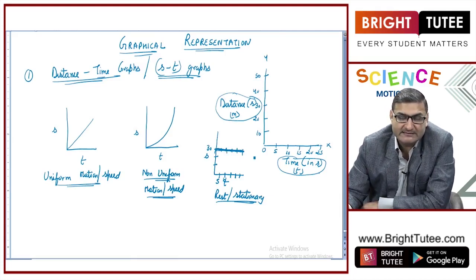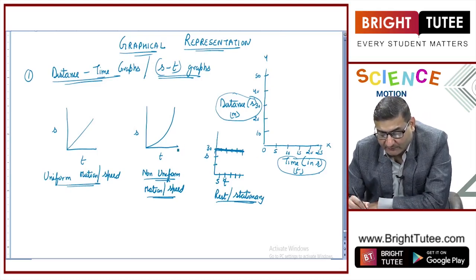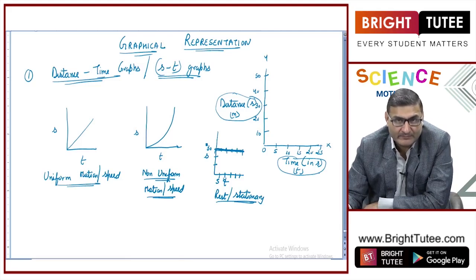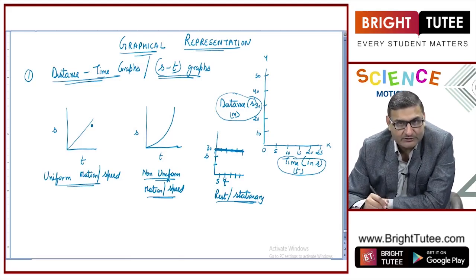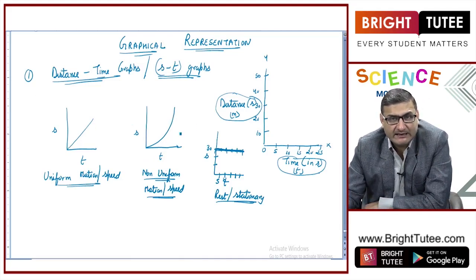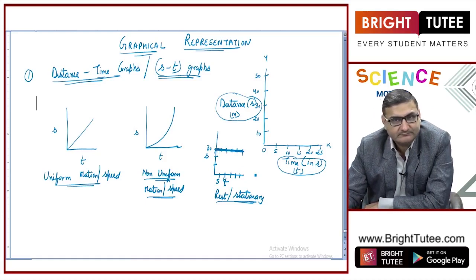Fine. So, these are the three things that can be the information that can be drawn from the graphs. And what are the graphs? These are distance time graphs that we are talking here, right? Either uniform motion or uniform speed, non-uniform motion or non-uniform speed, or no motion at all. A straight line, a curve or a non-straight line, and a line parallel to the x-axis.